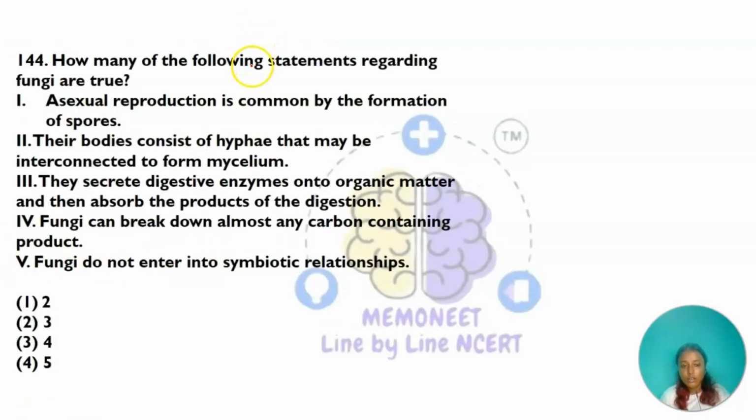Let's read out the next question, which is how many of the given statements regarding fungi are true. Asexual reproduction is common by formation of spores, which is true. Their bodies consist of hyphae that may be interconnected to form mycelium, which is again true. They secrete digestive enzymes onto the organic matter and then absorb the products of digestion, which is true. And fungi can break down almost any carbon containing product, which is again true. However, statement 5 is not correct. Fungi do not enter into symbiotic relationships, which is not true. Algae and fungi form lichens.